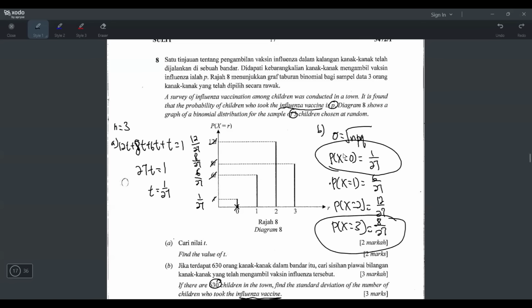Why use this one? Because later you will use the formula P(X=x) equals nCx, p to the power x, q to the power n minus x. This is the formula that we learn in binomial distribution, and this formula is used to find probability.